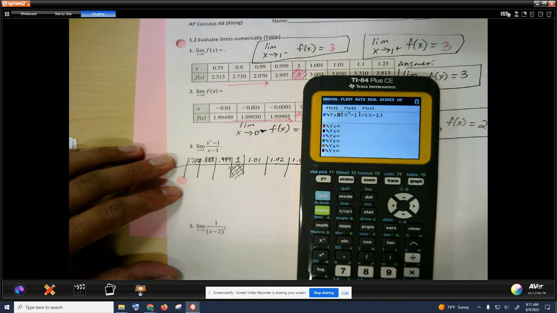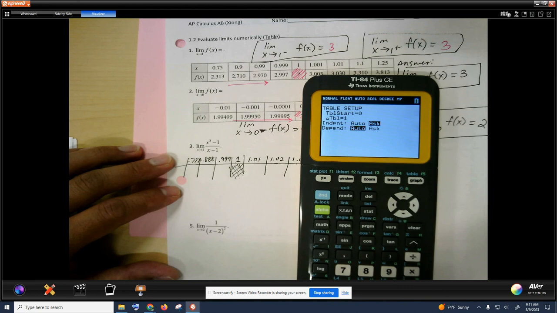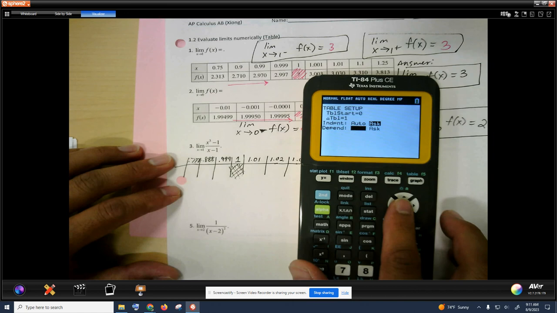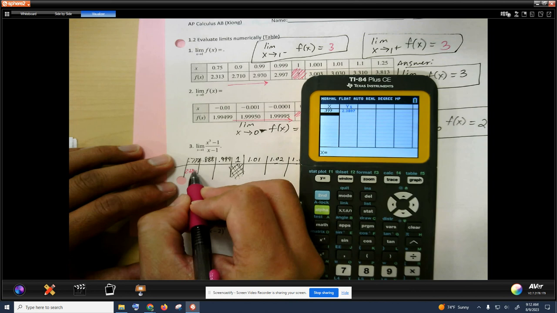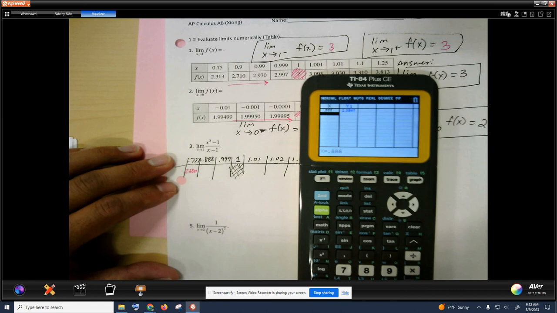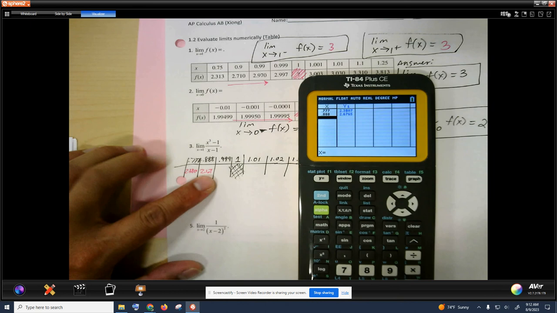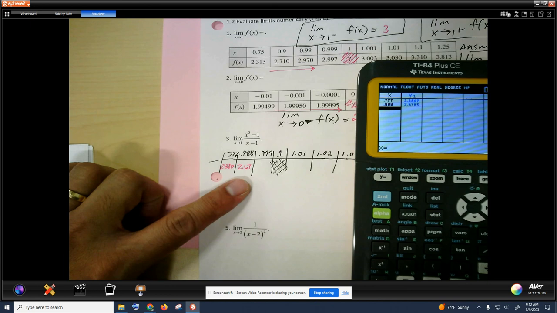I went to table set. I have the independent variable, which are the x's, to ask and the dependent to auto. So now when I go to my second table, it's blank because I need to tell it that I'm going to put 0.77. Okay, and then I could say 0.888, and it'll output 2.676. So this way, we are not inputting, outputting too long. We want to be efficient.